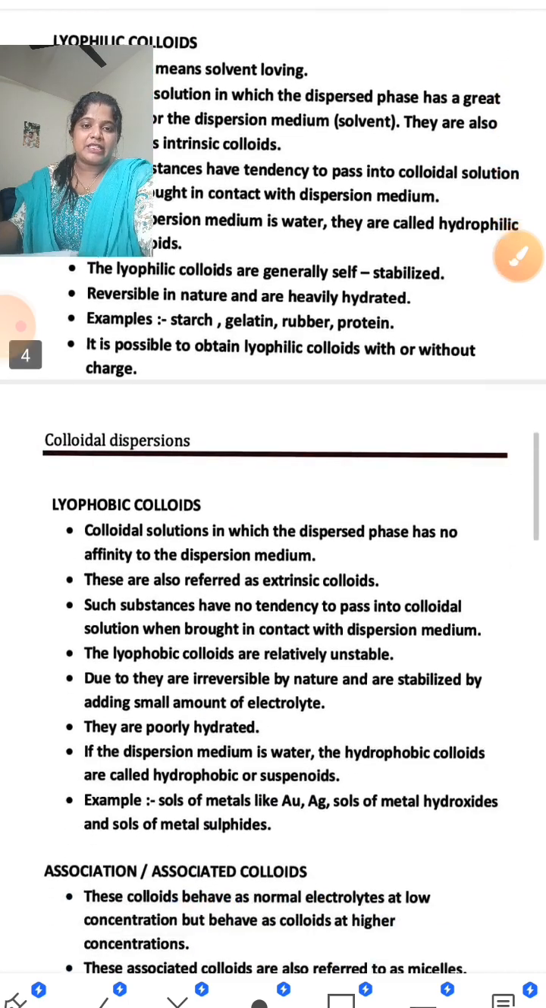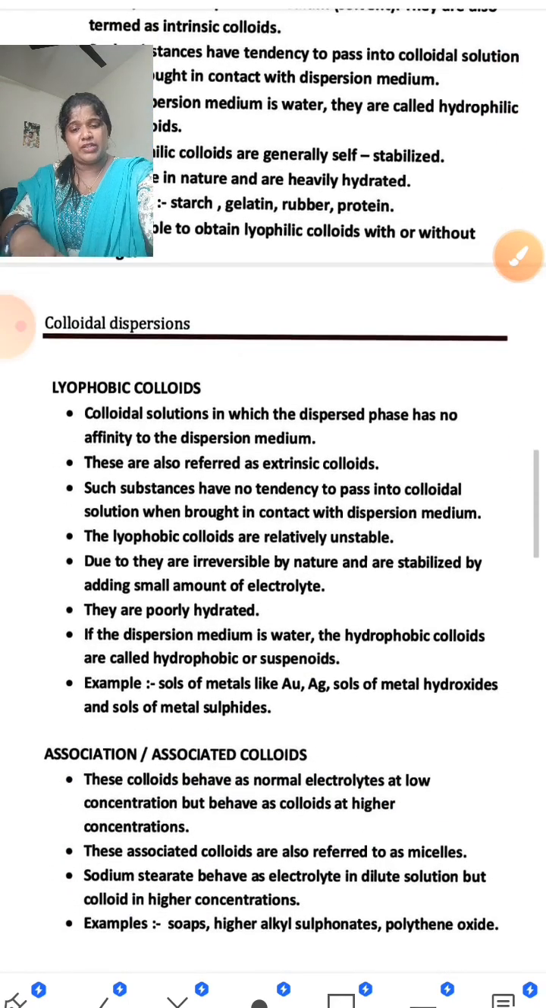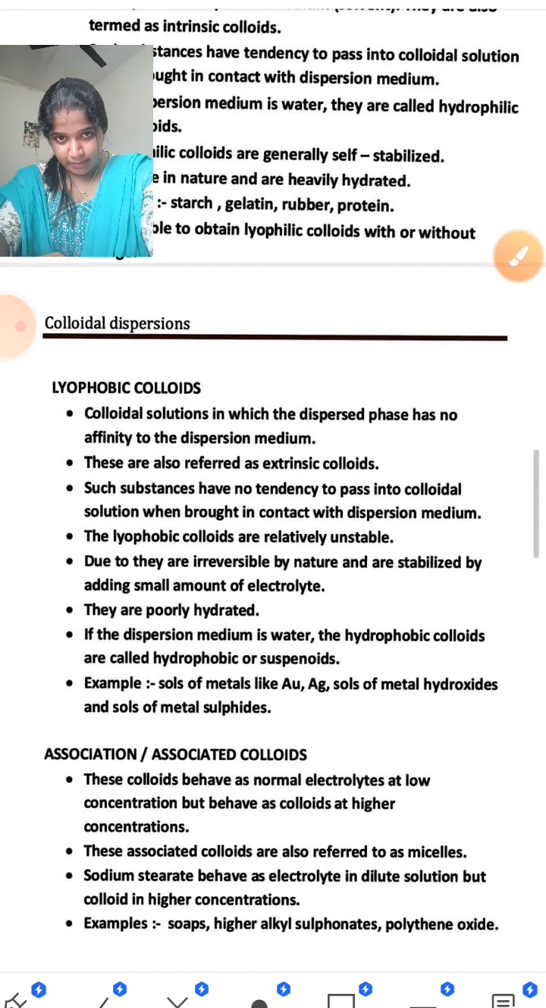Okay, and the next is lyophobic colloids. Lyophobic colloids are mostly inorganic particles, and they are extrinsic colloids, which are unstable in nature. We can give examples such as gold, Au, and salts of metal hydroxides.